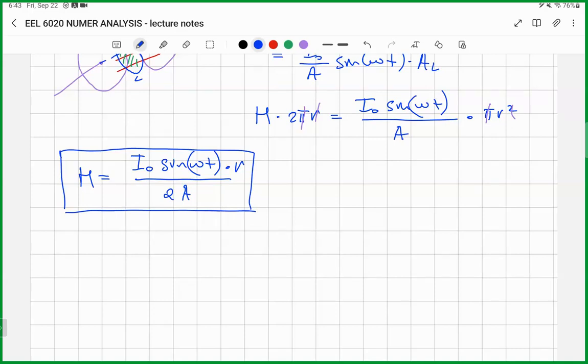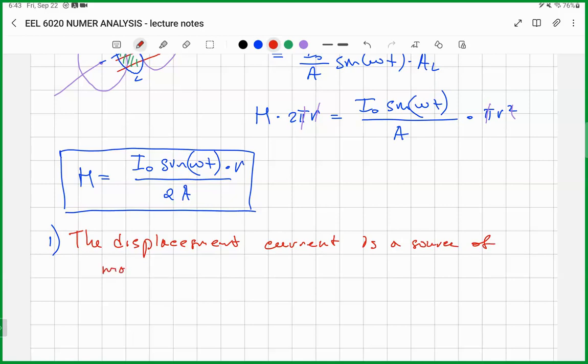And we can notice several interesting things here. The first one is the fact that the displacement current is indeed the source of the magnetic field.